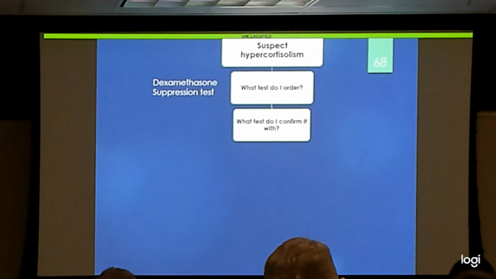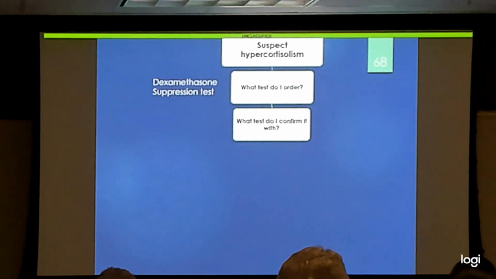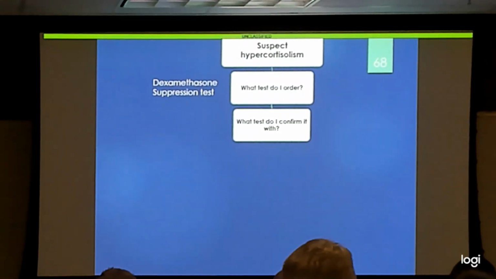What do you confirm it with? Trust but verify. Every lab in endo, trust but verify. So what do you confirm the test with? Exactly. 24-hour urine free cortisol. Exactly. But it's a very specific thing you're going to look for.